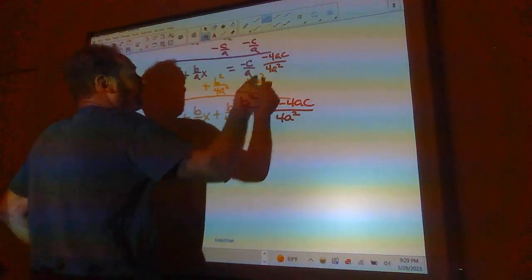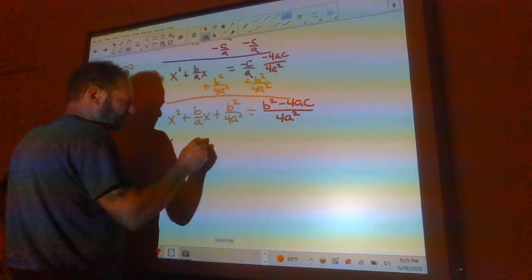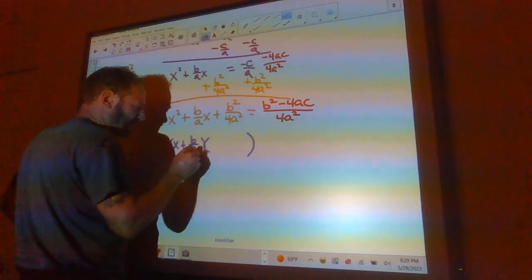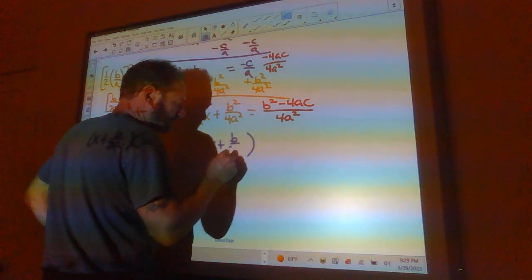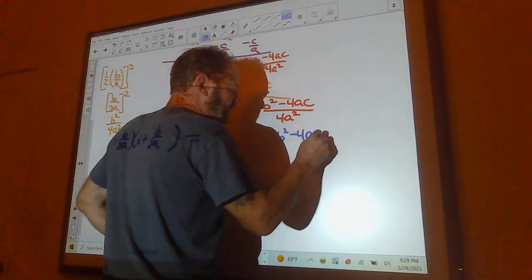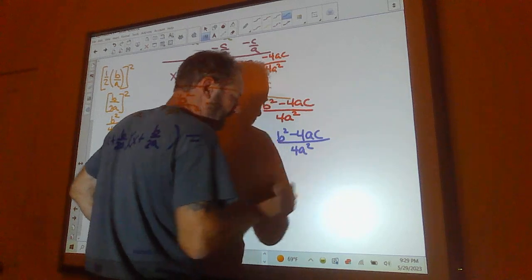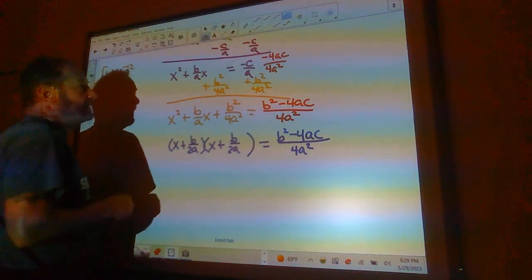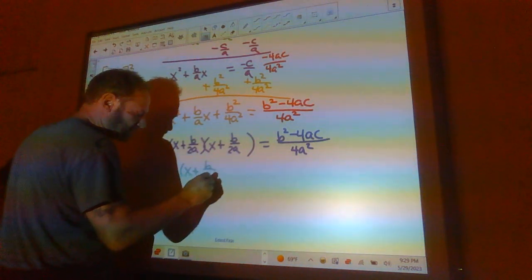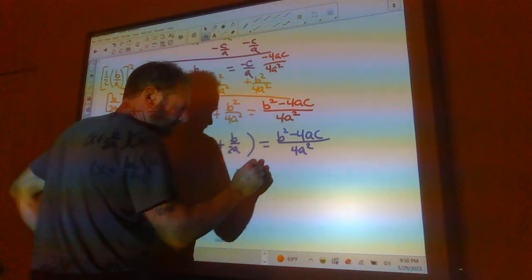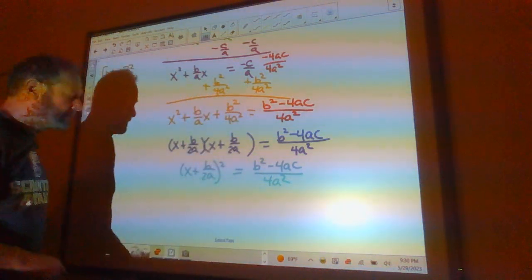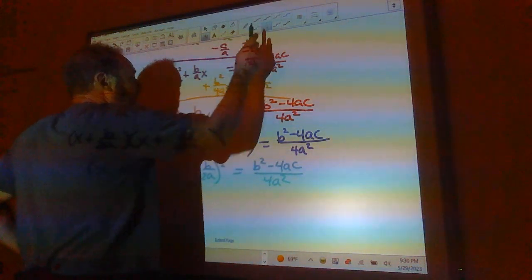Okay. Now, let's factor this. This is going to be x plus b over 2a, x plus b over 2a. This is going to be b squared minus 4ac all over 4a squared. Now, this can be rewritten as x plus b over 2a squared. This we'll just leave alone.